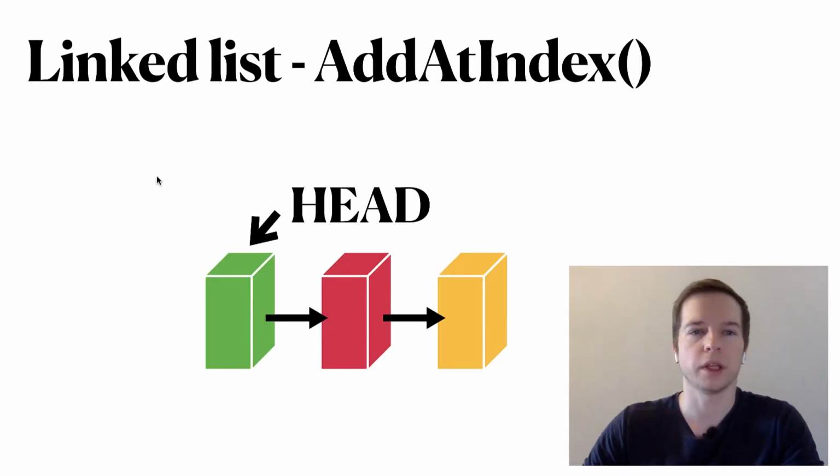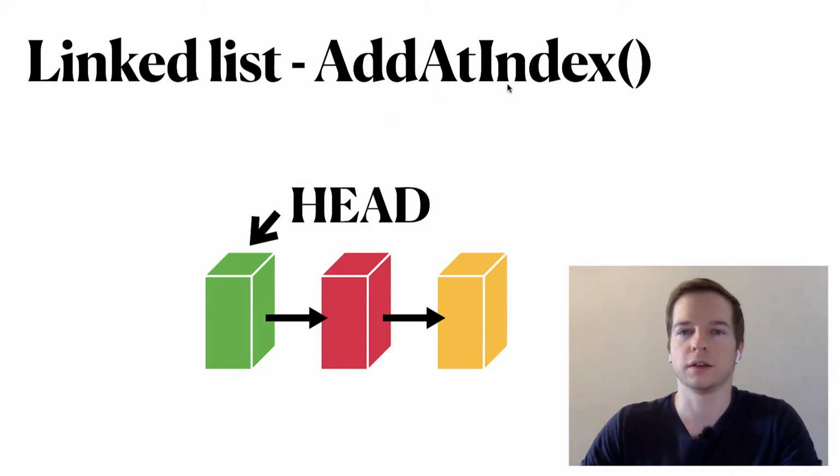Let's go through an implementation of a method called add at index. Let's say we have head, 3 elements, and head is pointing to the first element, and we want to add an element to the head. And we'll pass add at index 0, and we'll pass a value.